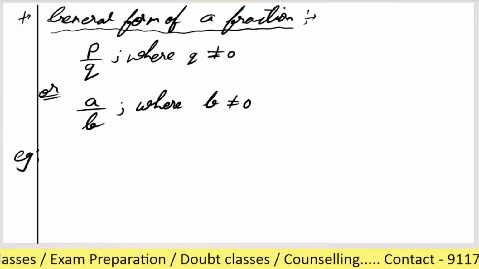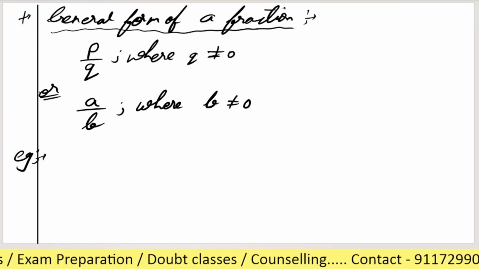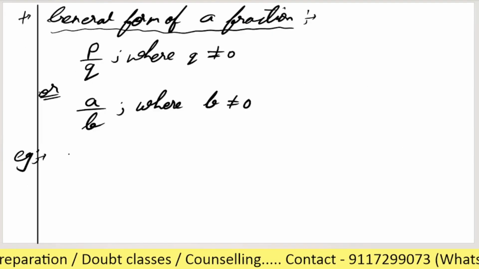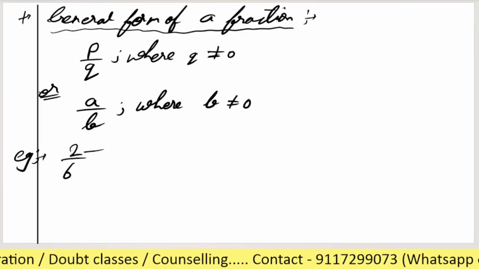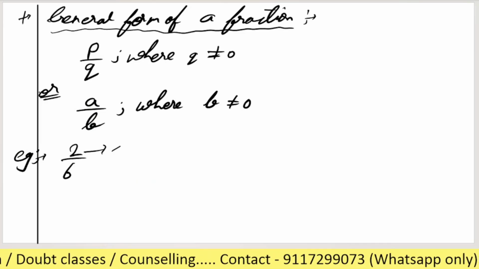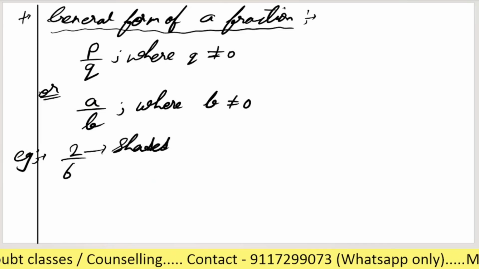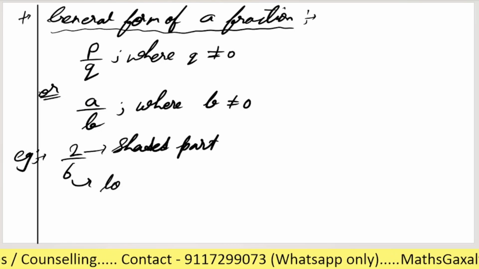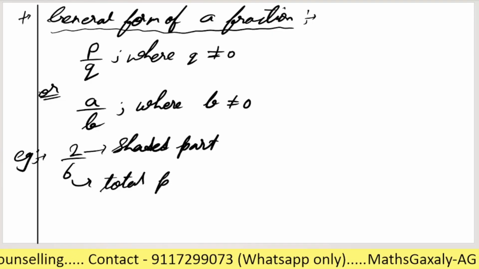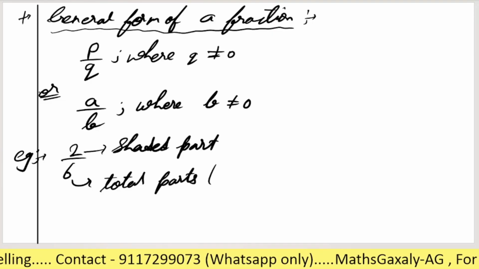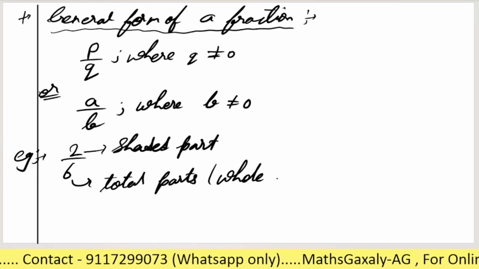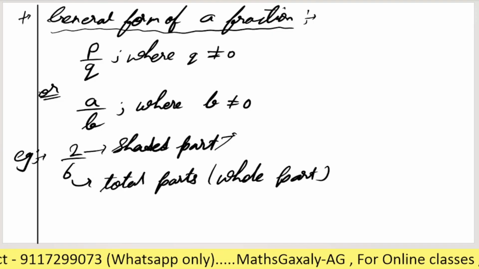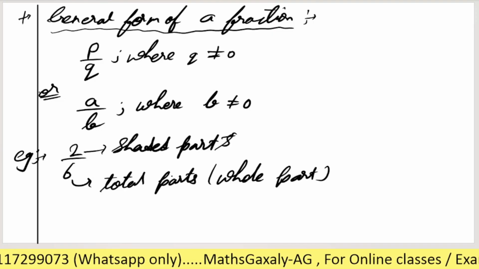So as an example, here we saw a fraction 2 by 6, right? In 2 by 6, we can say that this 2 represents the shaded part, okay? And this 6 represents the total parts, or we can say the whole part, okay? Is it clear now? Or any doubt?